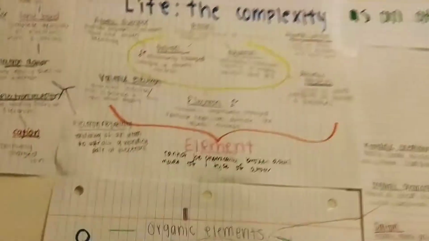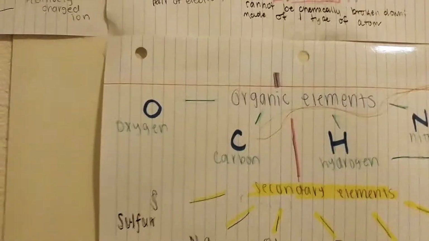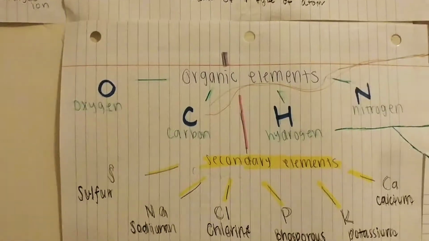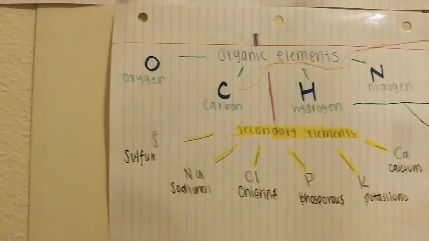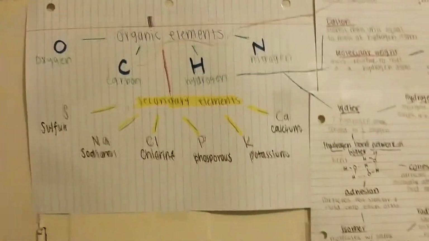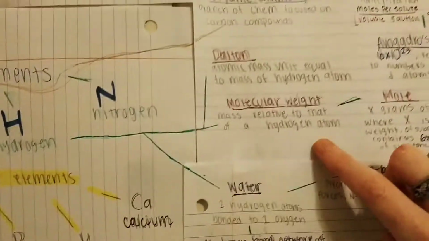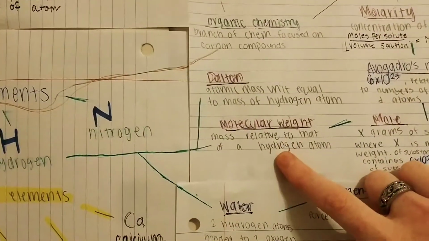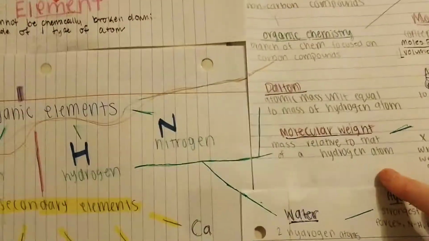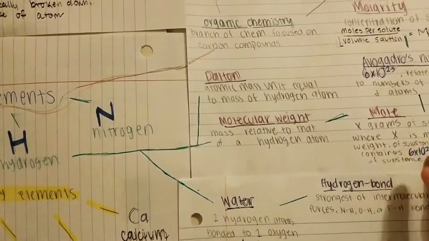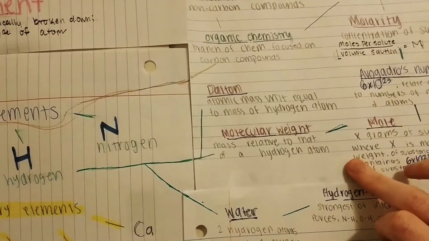Now, if we go back to the element, we have organic elements, which are composed of oxygen, carbon, hydrogen, and nitrogen, and then secondary elements: sulfur, sodium, chloride, phosphorus, potassium, and calcium. Now, hydrogen gives into molecular weight, and the Dalton being the atomic mass unit equal to the mass of a hydrogen atom, and molecular weight being the mass relative to that of a hydrogen atom. So Dalton is just the unit.